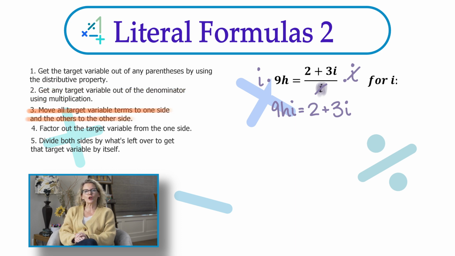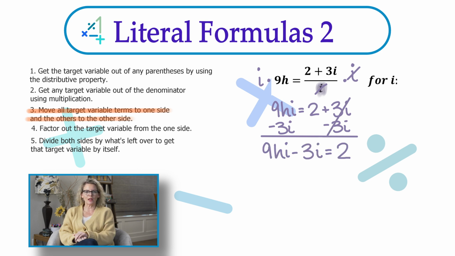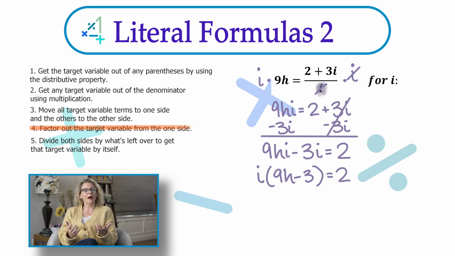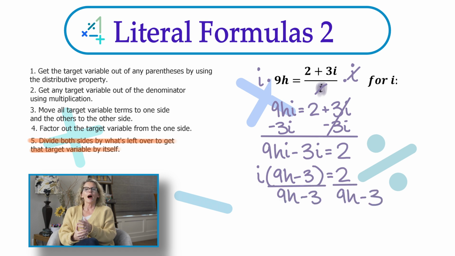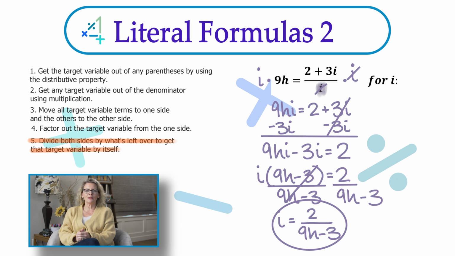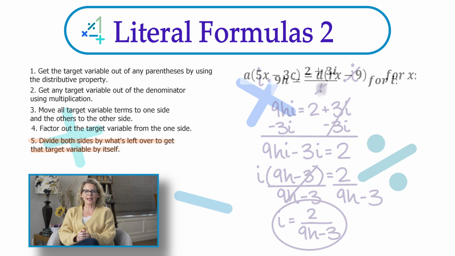Now, I'll get the two terms with i in them on the same side. Subtracting 3i from both sides is 9hi minus 3i equals 2. Hopefully, you can see that we can factor out the i from both terms. i parentheses 9h minus 3 end parentheses. And since the 9h minus 3 is annoying my sweet i, we'll remove him by dividing both sides by 9h minus 3. i equals 2 over 9h minus 3. Awesome job.